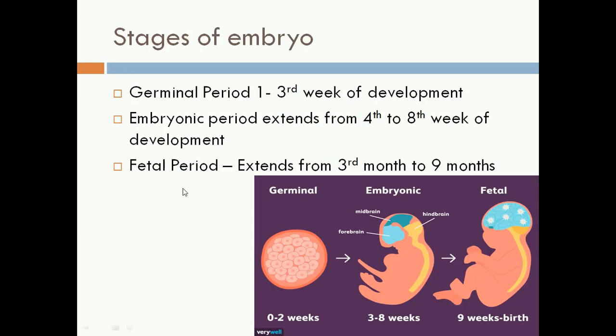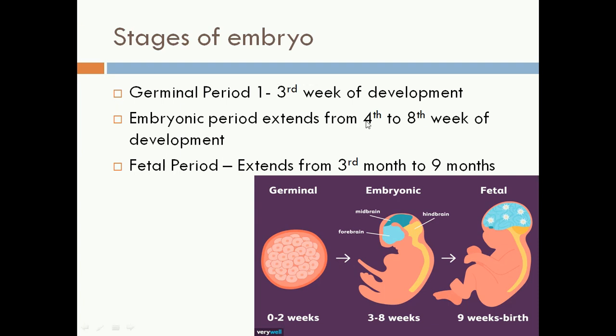So the stages of embryo development, we can divide into 3 for the descriptive phase. First is the germinal period, second is the embryonic period, the third is the fetal period. The germinal period is what we were talking about now. The 1st to 3rd week of development, we call the germinal period because there is no proper formation of the body, only the basic formation of the structures happens up till this period.